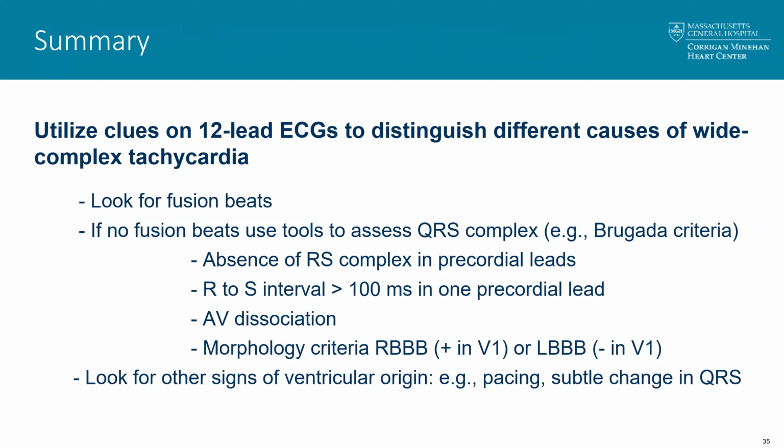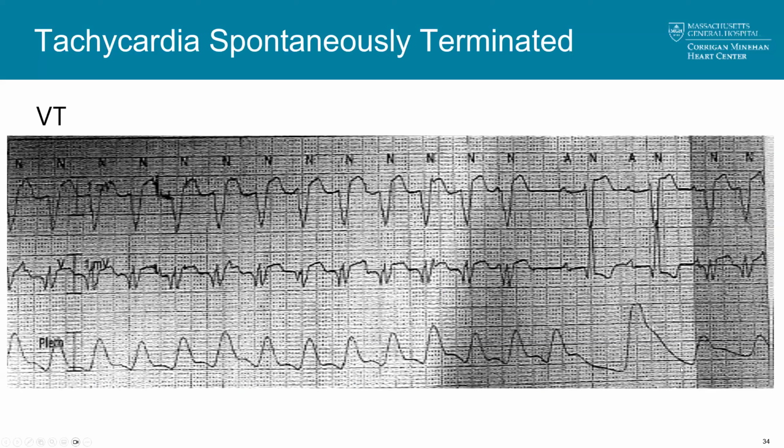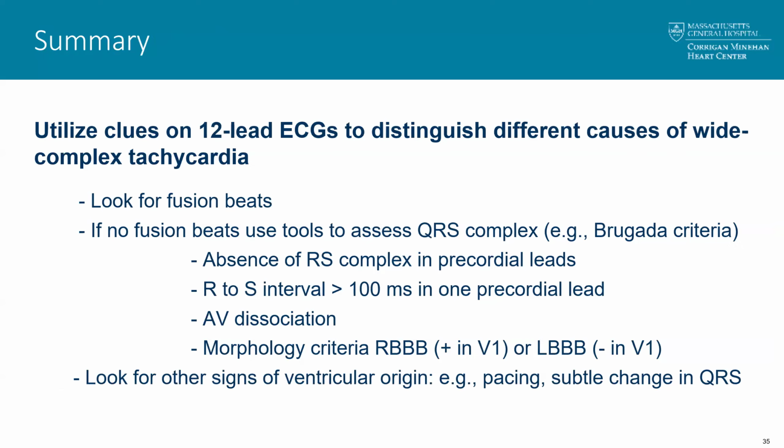If you have them, then that's the strongest indication that what you're dealing with is a ventricular arrhythmia. If you don't have fusion beats, you can use the Brugada criteria to look at the QRS complexes to assess whether or not you've got any features that increase your index of suspicion that it's a ventricular arrhythmia. And then last, you can look into other signs of a ventricular origin, like pacing or subtle changes in the QRS complex, like we saw in this case. And that's really what I had today.